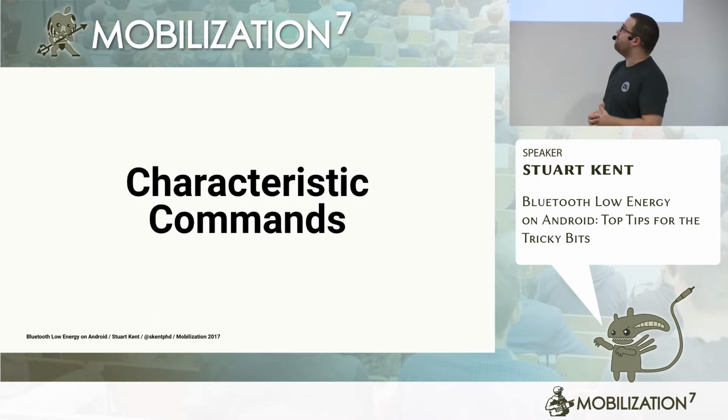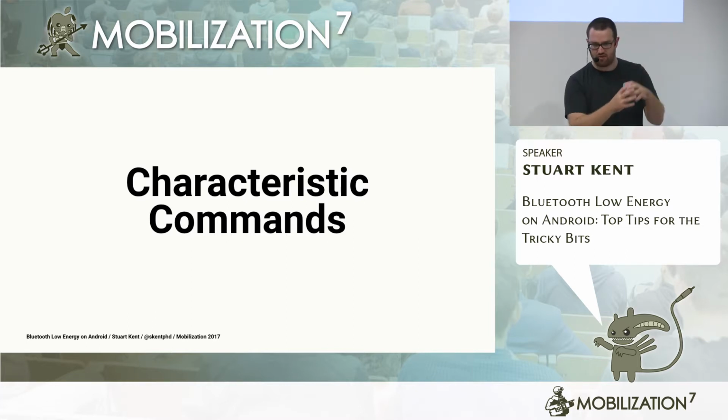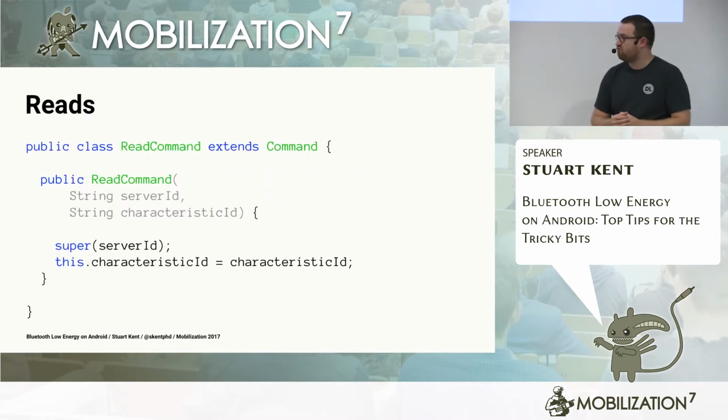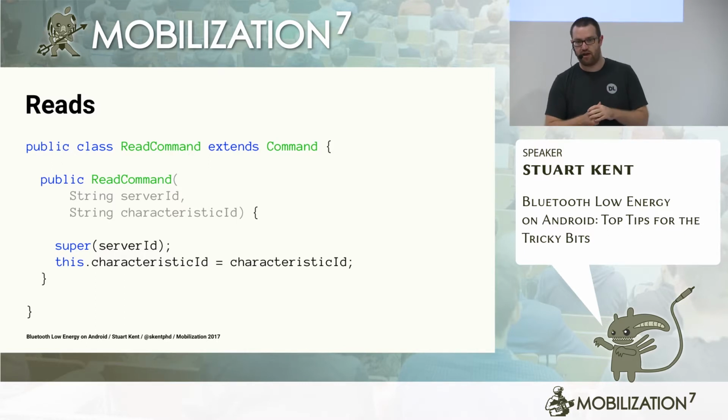And by everything else, I mostly mean interacting with individual characteristics. Remember, these are like the endpoints where we have actual values that we might be interested in reading or writing. This might be like your heart rate, for example. So for a read, again, we make a read command which extends the base command. In this case, we need to provide the server ID, but also provide the ID of the characteristic that we want to read. This will be that UUID that you can look up in your server profile.